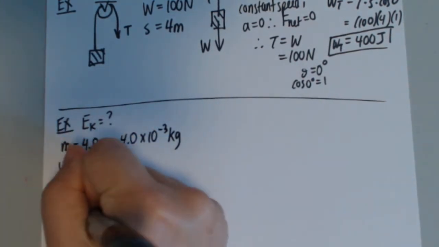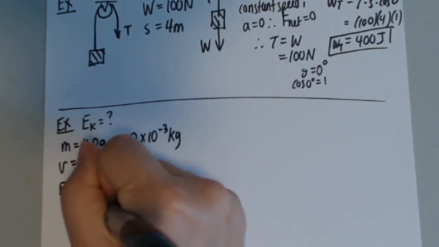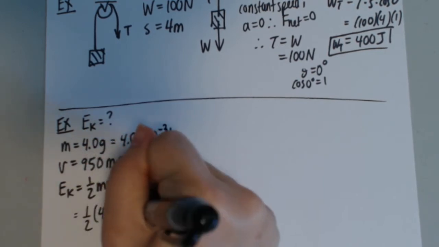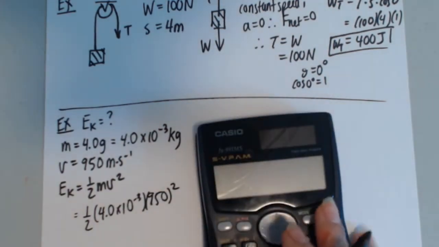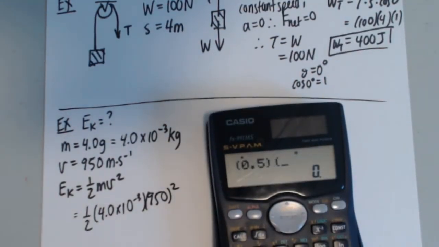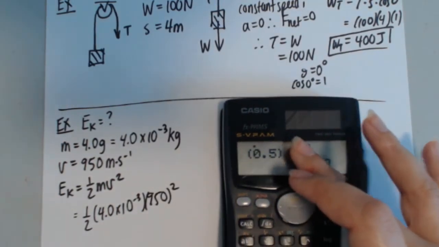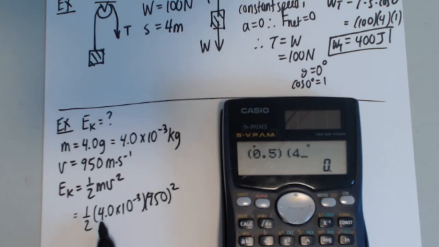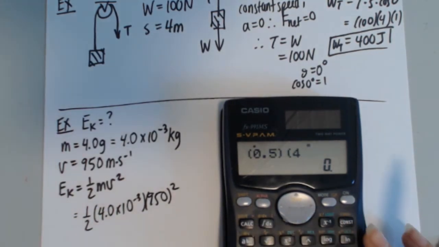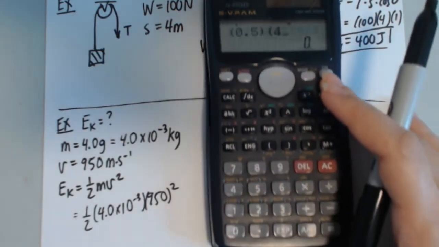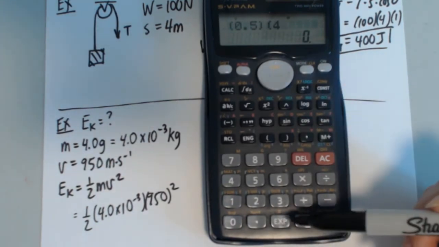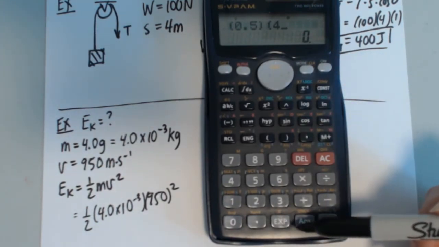So here we go. 1/2 m, so 4.0 times 10 to the minus 3, times v, 950 squared. Not to worry, because the speed will more than make up for that tiny mass. Oh, by the way, I haven't shown any of you this yet. Whenever you have something in scientific notation, and you're going to have a ton of these, if you have a Casio calculator, it's going to be the exact same button. But if you don't, you probably have a similar button. Mine says EXP on it.